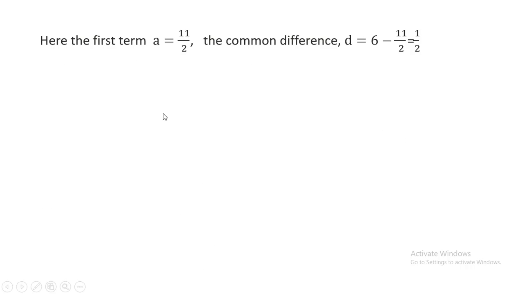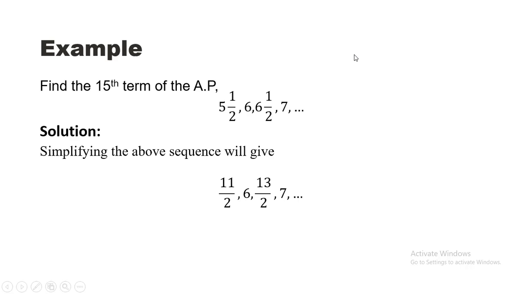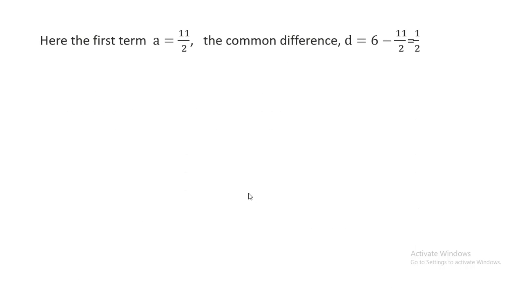Okay, now the first term a is 11 by 2 and the common difference d is 1 by 2. Now you can check. Okay, 6 minus 11 by 2 is 1 by 2, 7 minus 13 by 2 is 1 by 2, 13 by 2 minus 6 is 1 by 2. So it's basically an arithmetic progression. Already they have written it's an arithmetic progression. We just need to find out what exactly the common difference is.